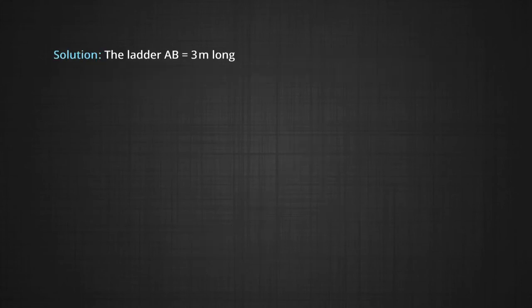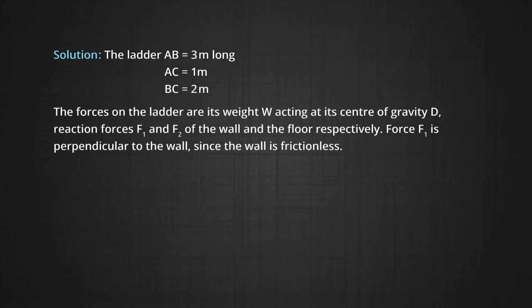The ladder AB is 3 meter long. Its foot A is at a distance of AC equal to 1 meter, so using the Pythagoras theorem, we get BC is equal to 2 meter. The forces, as we have already discussed: weight acting downward, which will be acting at the center of gravity, which happens to be the center of mass, that is the geometrical center of the ladder, as we are considering it to be uniform. Reaction forces F1 and F2 by the wall and the floor.